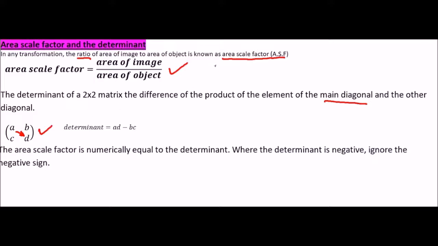Now, the relationship between the determinant and the area scale factor is that they are numerically equal. The area scale factor is numerically equal to the determinant. Where the determinant is negative, ignore the negative sign and take the value to be the determinant, which we are saying is equal to the area scale factor. So we are going to do an example and demonstrate that and see whether we will be able to get it clearly.